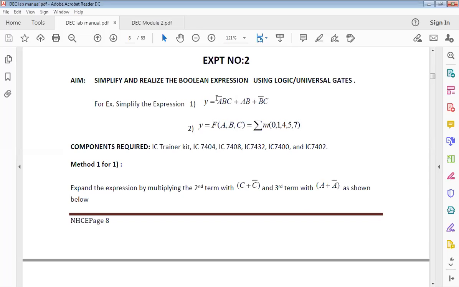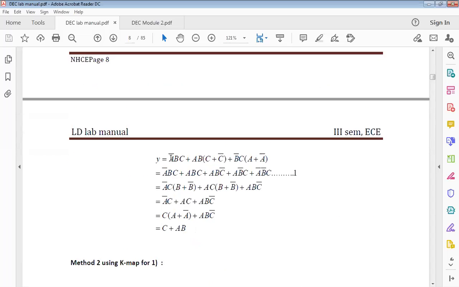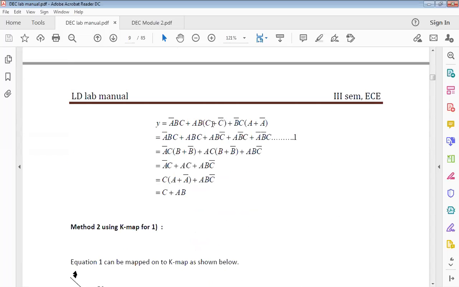If you look at the first equation here, it's not in the standard form. When I say it's not in the standard form, it has only AB here, it has only BC here, there's no A here, there's no C here, it's not in standard canonical form, right? So we have to convert it into standard form and then start off with our reductions. So we will be using Boolean algebra here. C plus C bar.